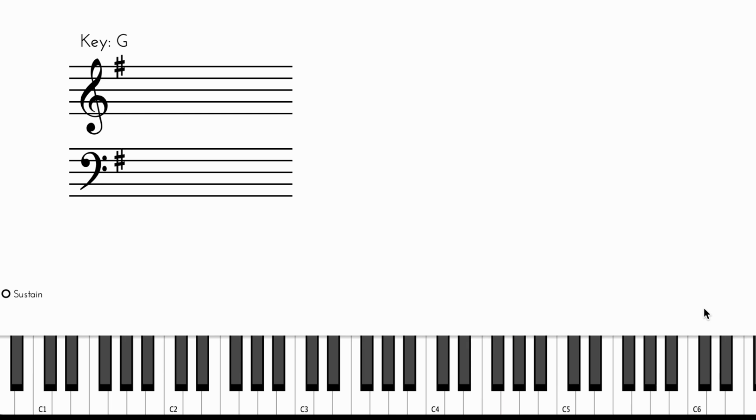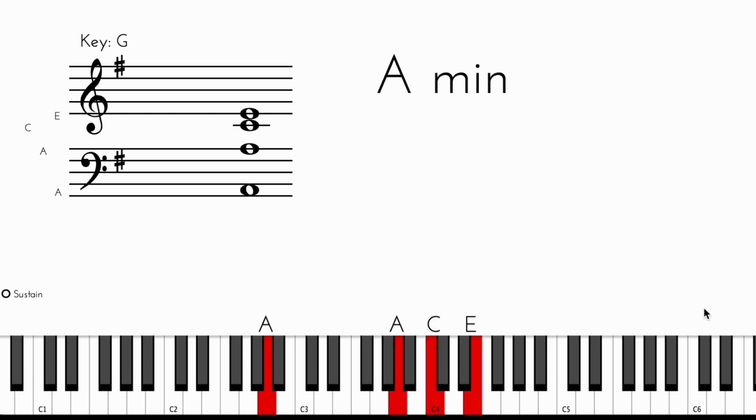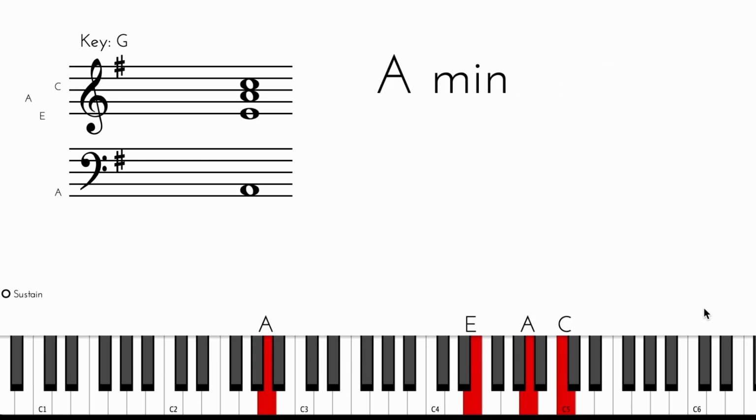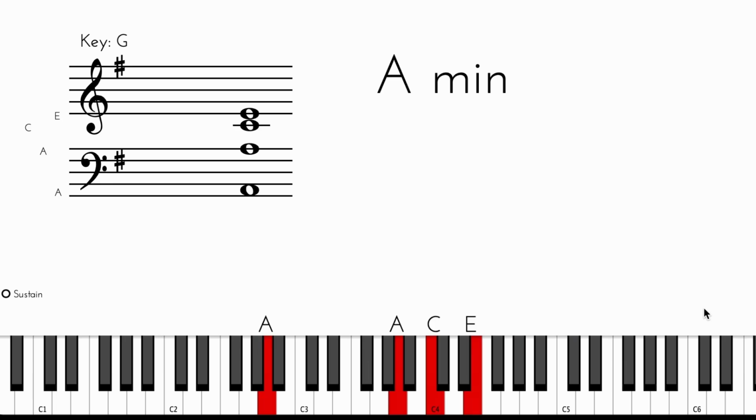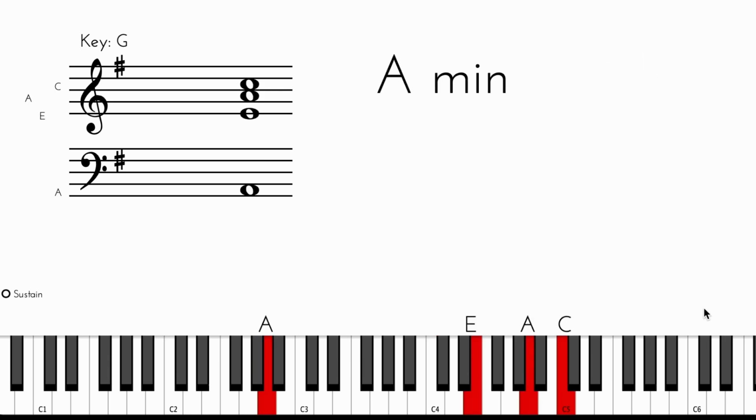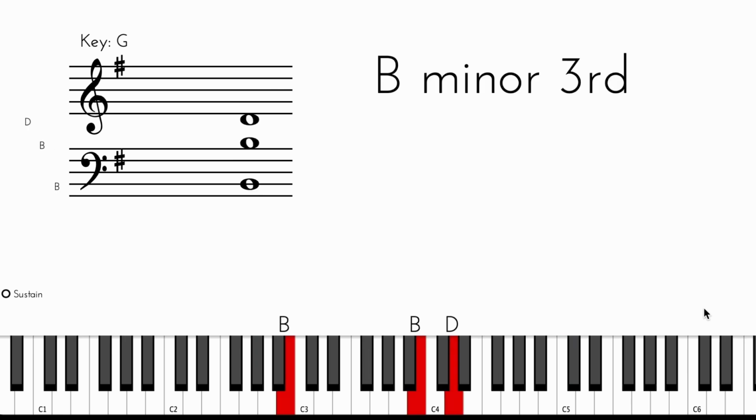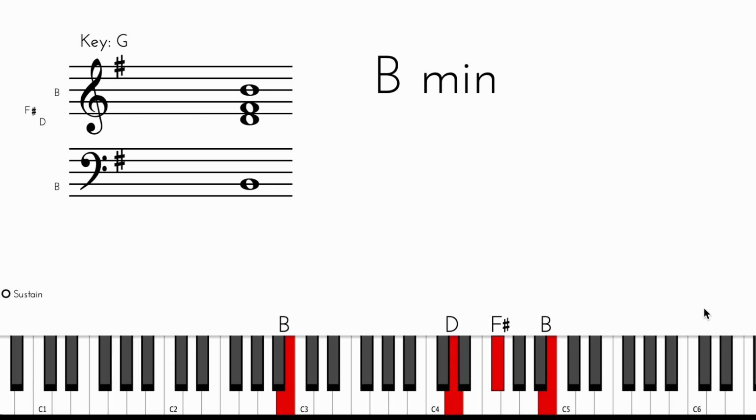Okay, let's move along. This is your 2, this is your root note of 2, this is your first inversion, and this is your second inversion. Let's look at that again. Root chord of 2 in the key of G, first inversion, second inversion. Let's move to 3. Root chord of 3, first inversion of 3, second inversion of 3. Let's move to 4.